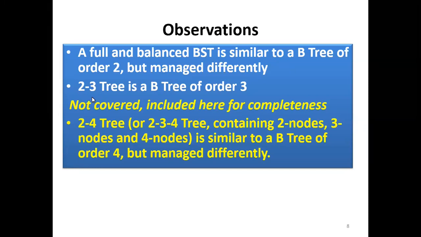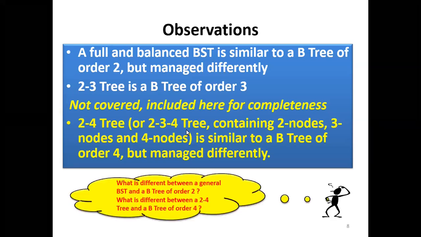And again, we have that a 2-3 tree is a B tree of order 3. Though we didn't cover this here, you can also remember that a 2-3 tree has a maximum of 2 data items in each of the nodes. And this is applicable to the B tree of the order of 3. Likewise, the 2-3-4 tree is also similar to a B tree of order 4, but they are managed differently as well.